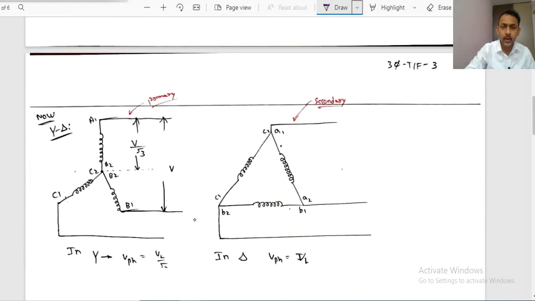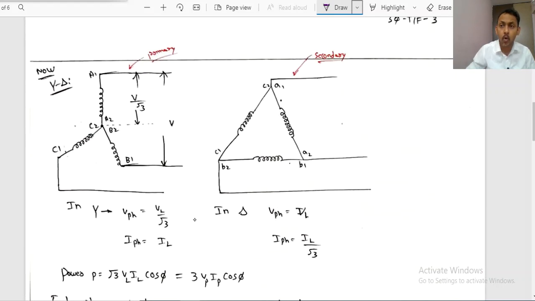Now let me discuss the voltage and current relationships between the line values and phase values of a three phase transformer if it is connected in different manners. For example, the primary is connected in star manner and the secondary is connected in delta manner.